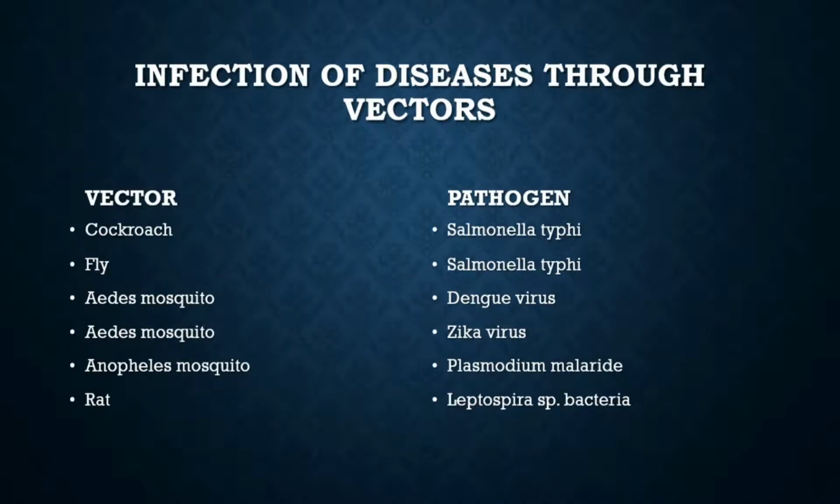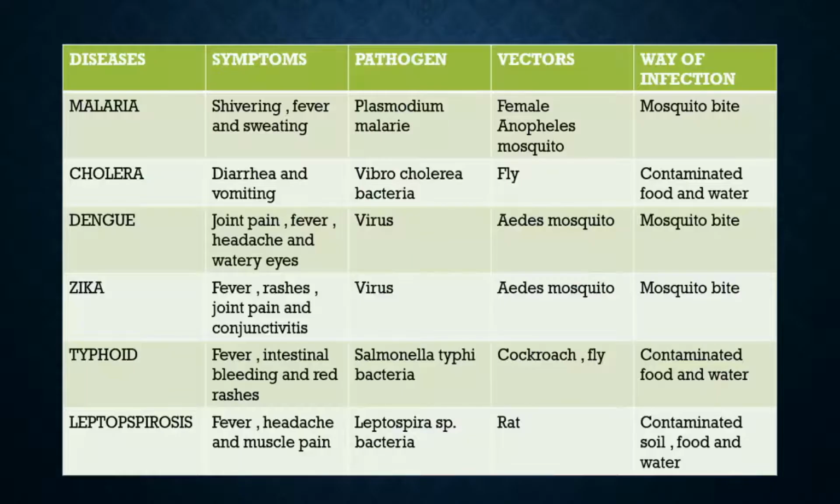Infection of disease through vectors. Vectors: cockroach, fly, Aedes mosquito, Anopheles mosquito, and rat. The pathogens are Salmonella typhi, dengue virus, Zika virus, Plasmodium malariae, and Leptospirosis bacteria. The table shows several types of diseases, symptoms, pathogens, vectors, and ways of infection.